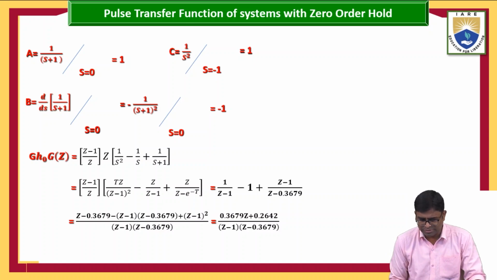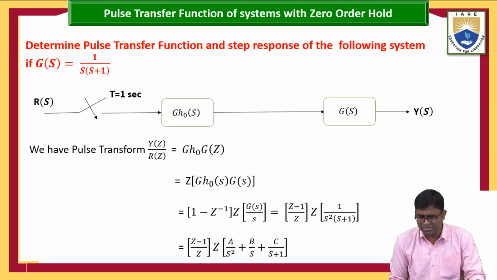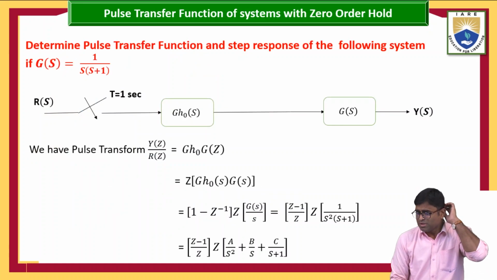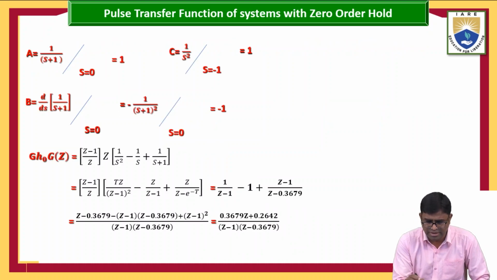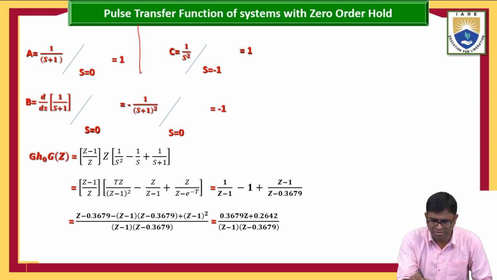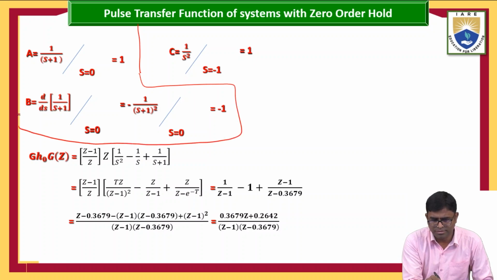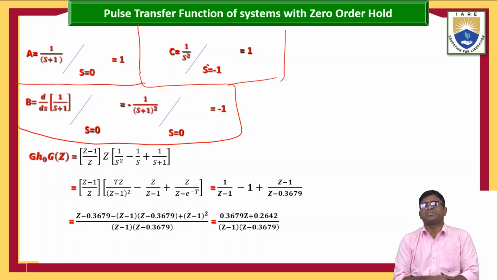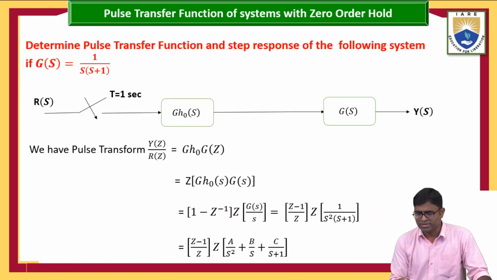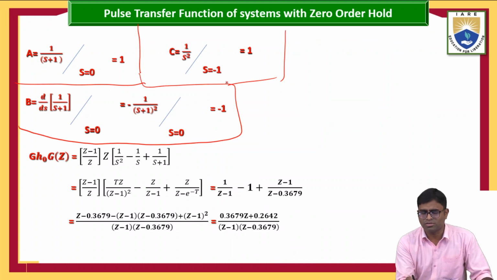Coming to the C value, what about the C value? Only the square term is there, so S equal to minus 1 is substituted. Here it is A, B, and C. It is 1 by S square; substitute S equal to the value where S plus 1 equals 0, S equal to minus 1. When you substitute, you get the C value is 1.